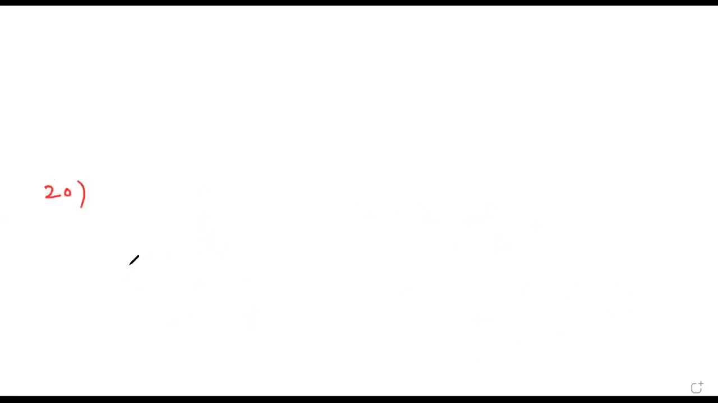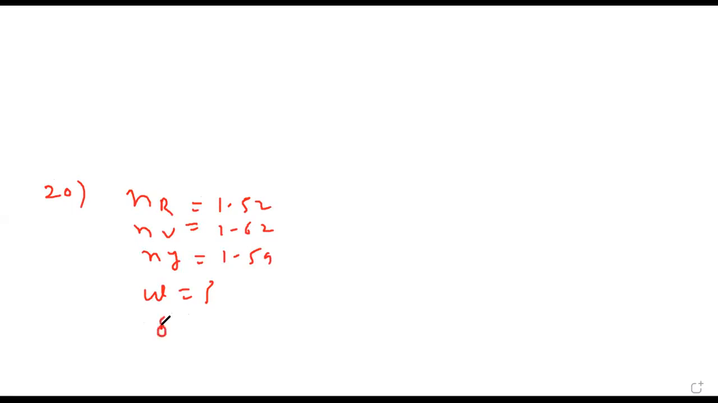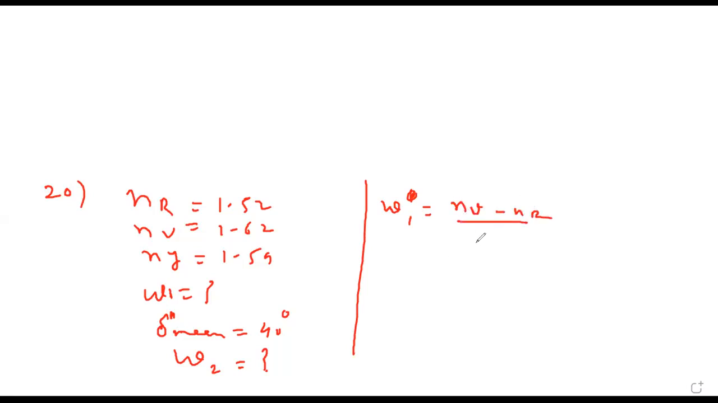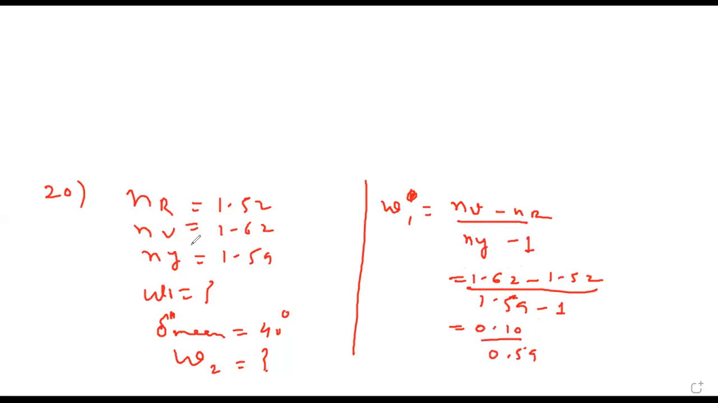The refractive indices of a material for red, violet, yellow are given. Calculate the dispersive power. If mean deviation is 40, what will be the angular dispersion? First part is simple. Dispersive power omega 1 in terms of refractive index is (n violet minus n r) upon (n yellow minus 1): 1.62 minus 1.52 upon 1.59 minus 1. So 0.10 upon 0.59.